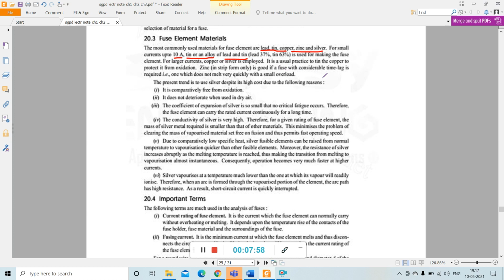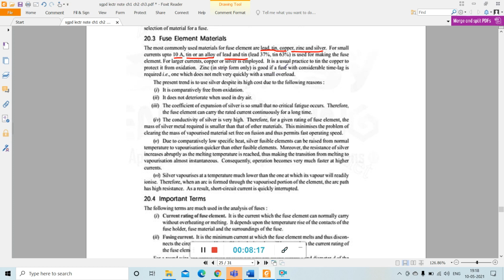But usually we tin the copper to protect it from oxidation. Okay, means we are using copper metal and a tin coating is there over the surface of the copper, so it should protect the copper from oxidation.